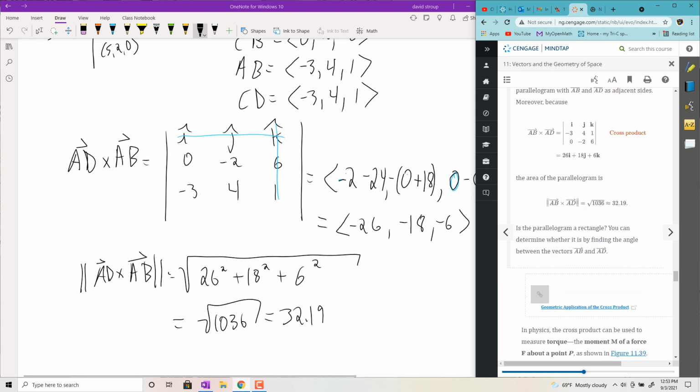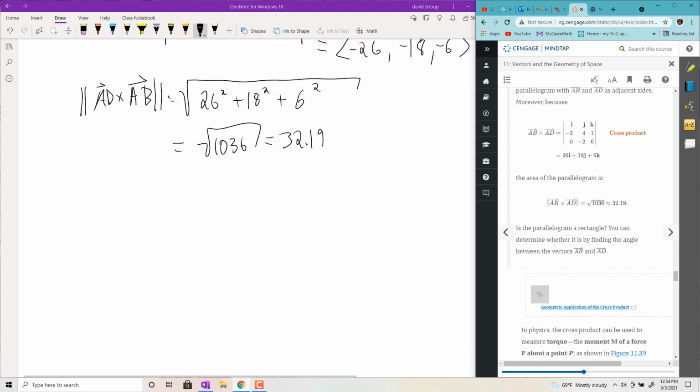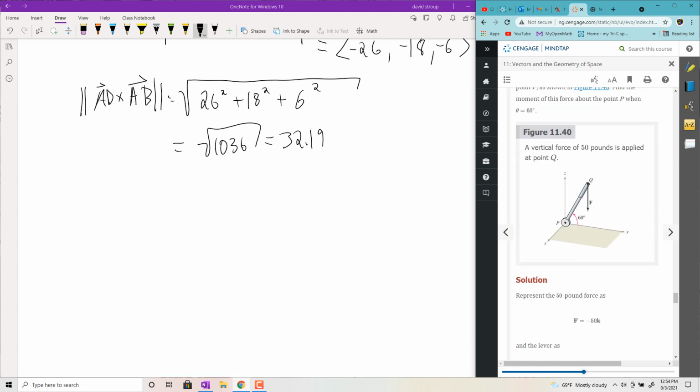See if that's what they got. Yeah, okay, great. One of the applications here with regards to physics would be torque. So basically you're taking the cross product, like moving a wrench or something like that. You consider the wrench as being represented by a vector.